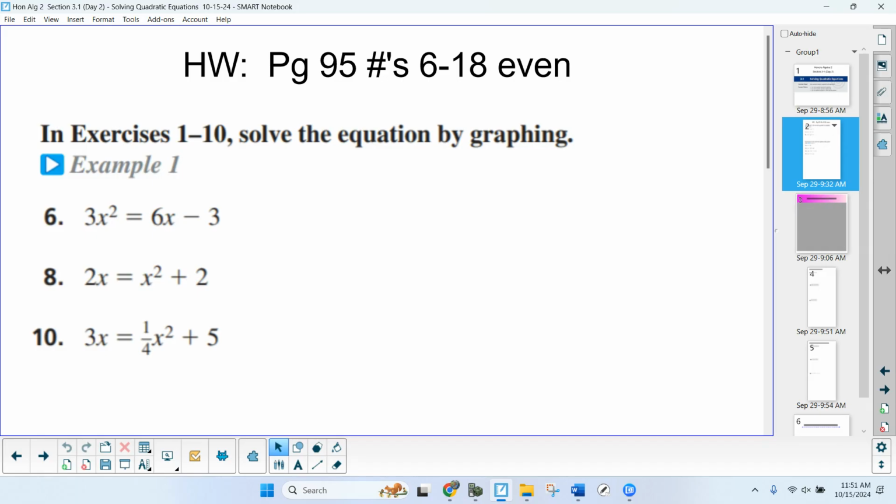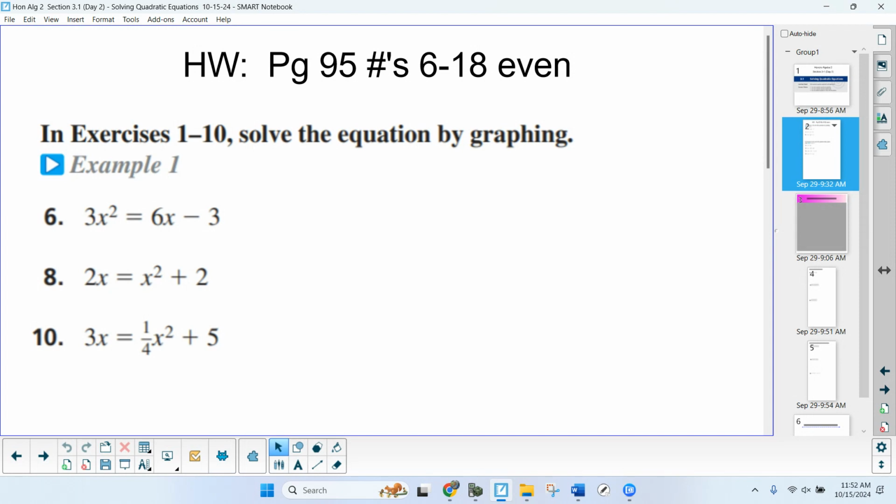Remind us again, when you are solving by graphing, what do you do? What do we do if you're solving by graphing? Put it in your what? Graphing calculator. Okay, and once you put it in the graphing calculator, where are the solutions located? At the x-intercept.